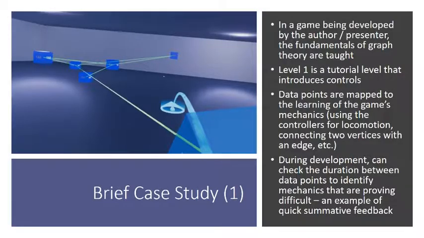I'll finish with a brief case study. So I'm developing a game teaching the fundamentals of graph theory. We begin with a tutorial level that introduces the controls. Data points are mapped to the learning of the game's mechanics, like locomotion, teleporting around, connecting vertices together, and so on. And during development, I can check, for example, the duration between data points to identify mechanics that are proving difficult, and that's an example of quick summative feedback.